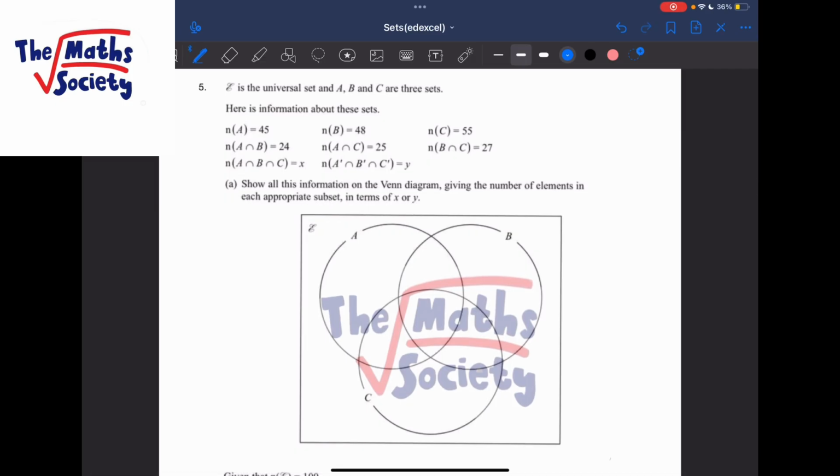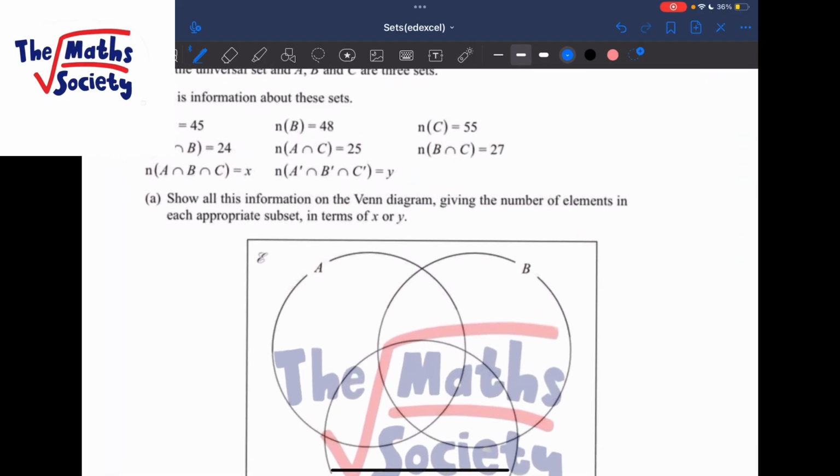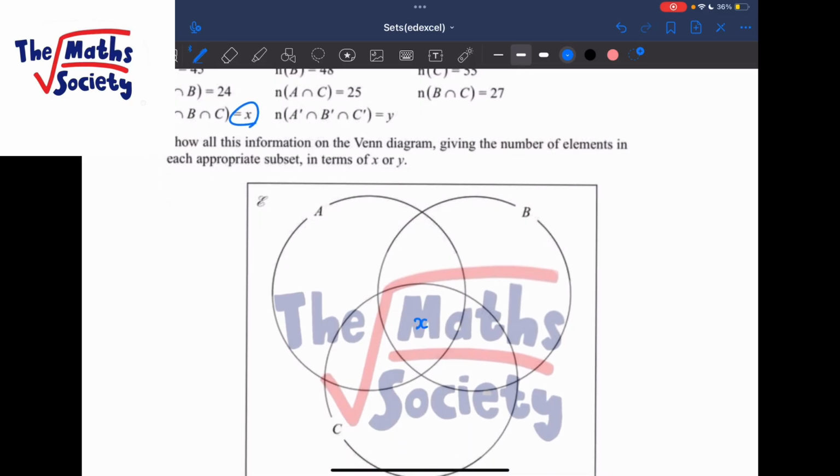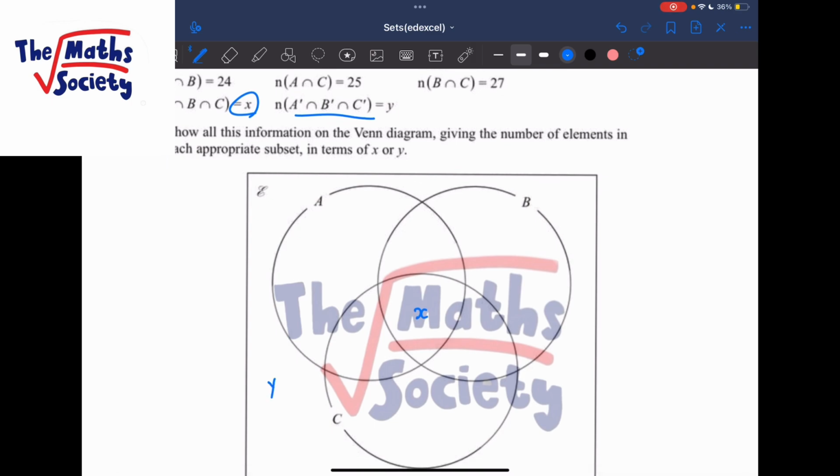Number 5 says that E is the universal set, and A, B and C are 3 sets. Number of A equal to 45, number of A intersect B equal to 24. They've kind of given you all this information, but you really have to look at what the information is for. It says to show the information in the Venn diagram, giving the number of elements in each appropriate subset in terms of x or y. So we know that it either has to be x or y. We can see that x is the one that intersects everything, so the one that is common to everyone is x. It says A prime intersect B prime intersect C prime, so basically not A, not B, not C. So basically nothing that is A, B, or C is y, so it means the outside one will be y.